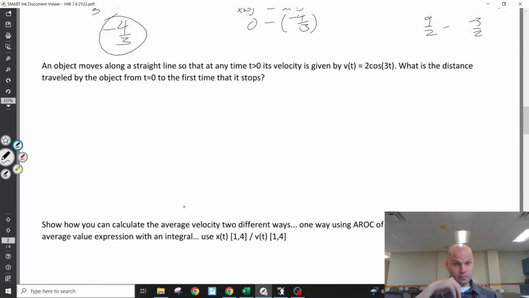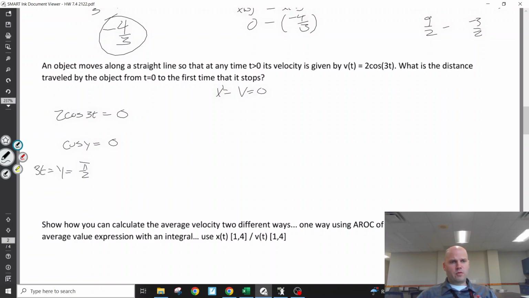Okay. Two more questions, then we switch over to average. We got a velocity. What is the distance traveled by the object from 0 to the first time it stops? First time it stops is when the velocity is 0. That's when the derivative of position is 0. I'm already given my velocity, so I need to figure out when this is 0. That's when cosine is going to be 0. Cosine is 0 at pi over 2.